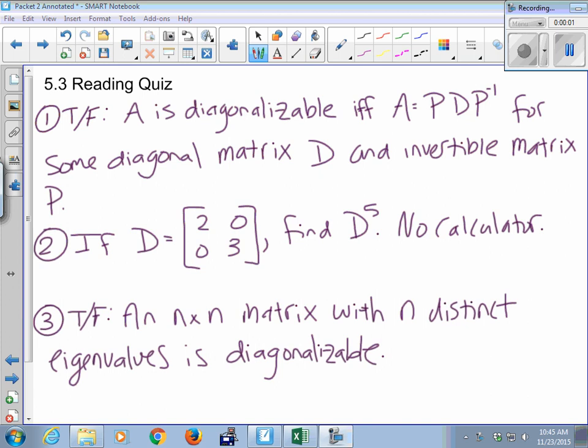False. A is diagonalizable if and only if A is equal to PDP inverse for some diagonal matrix D and invertible matrix P. True. That is the definition of diagonalizable. Okay. If D is the matrix 2, 0, 0, 3, how do you find D to the fifth?